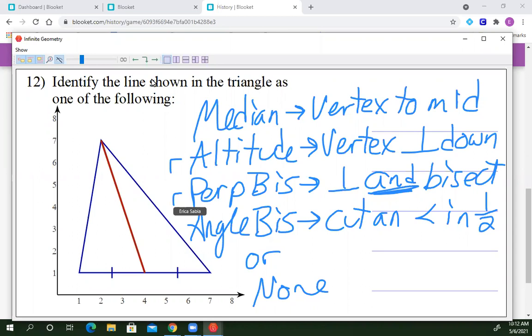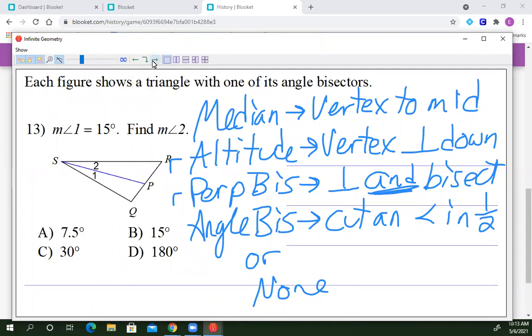I heard it. Median. Going from a vertex to a midpoint. And I know it's a midpoint because I have those little tick marks. So yeah. Is median the only one that doesn't need the right angle? Angle bisector doesn't need it either. Yeah, but altitude and perpendicular bisector both have to have a 90-degree angle mark to even be considered.